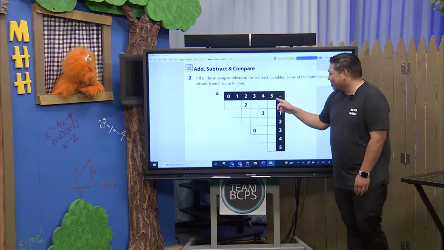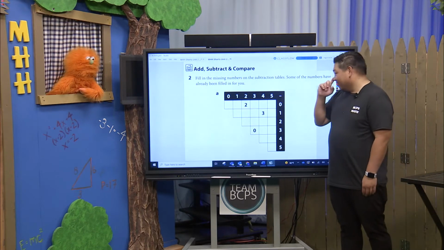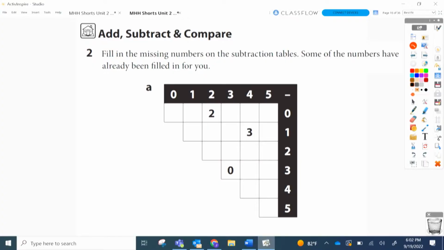All right. So let's start here. 5 minus 0. That would be 5. If you have 5, you take away nothing, you still have 5. All right. 4 take away 0 would be 4. 3 take away 0. 3. And 2 minus 0 is 2. 1 minus 0. 1. And what if you have nothing and you're subtracting nothing? You still got nothing. So we have 0.